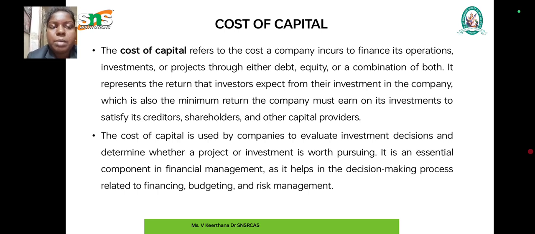So for the cost of capital, first we have to refer to the cost of a company, which includes operations, investments or projects either in debt, equity or a combination of both. It represents the return that investors expect from their investment in the company. Also, we have to satisfy creditors, shareholders and other capital providers. The cost of capital is used by companies to evaluate investment decisions and determine whether a project or investment is worth pursuing.